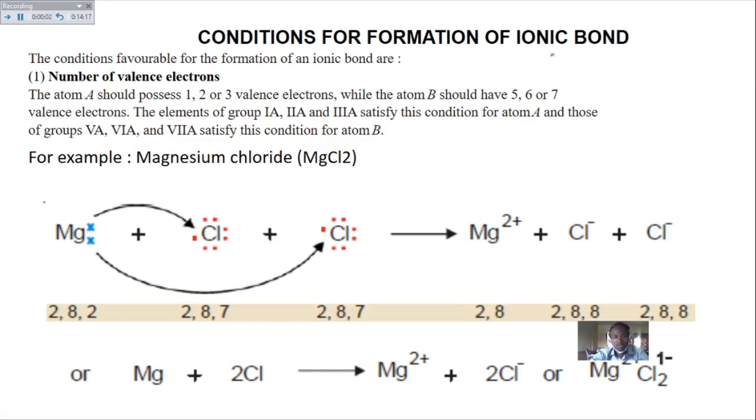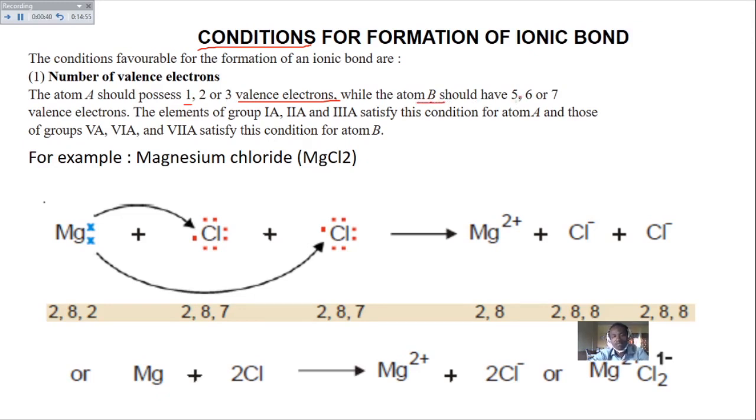Now, what are the conditions for the formation of ionic bonds? This is very, very important. For the formation of ionic bonds, there are certain conditions. The first one is the number of valence electrons. The atom A, which is the metal, must possess either 1, 2, or 3 valence electrons. If you have 1, you can easily lose 1. If you have 2, you can easily lose 2. If you have 3, you can easily lose what? 3 valence electrons. While the B that is receiving them is called the acceptor.